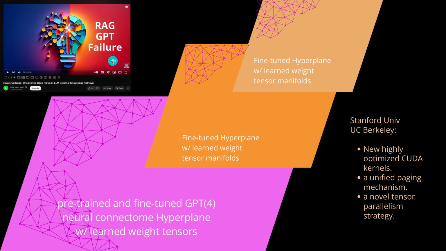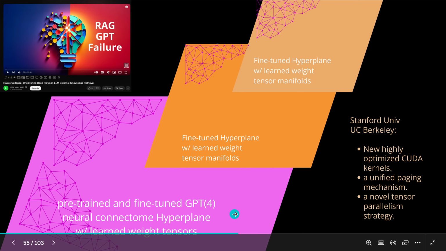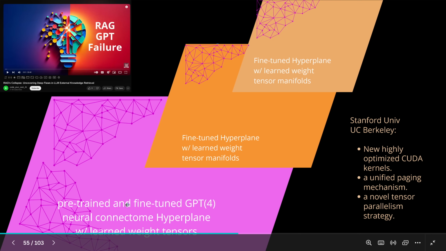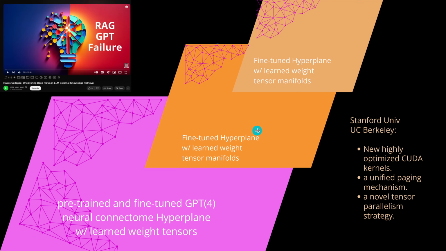And in my last video on the RAG GPT failure of OpenAI GPT systems, I indicated the solution to you. This was the last slide of that video. And now we take it up, and you know the solution already. I've given you the solution. You remember we had our GPT-4 or GPT-5, whatever you have, never mind, with our neural connectome, with the learned weight tensors. And I told you the solution will be a fine-tuned hyperplane with the learned weight tensor manifolds that have been learning a very particular task. Those are adapters, and we can stack the adapters, and we have the solution.